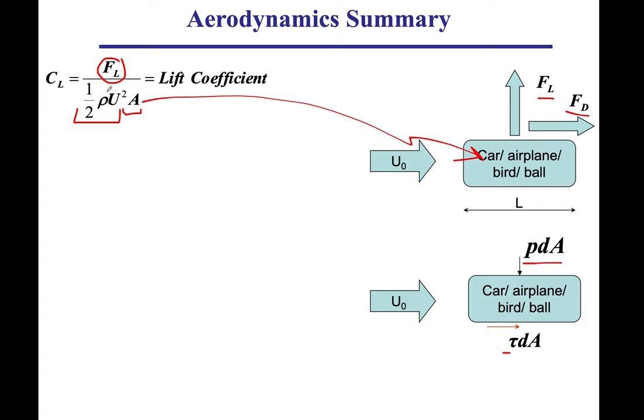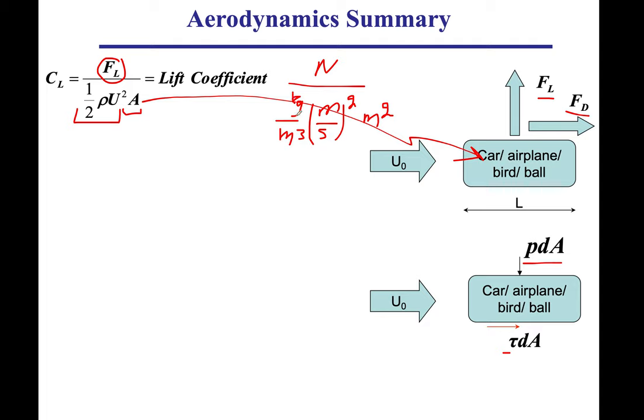So don't worry right now, but it's an area. For now, let's just check the units. The lift force has units of Newton. F lift has units of Newton. The half is unitless. The density is kilogram per meter cubed. And the U infinity has units of meter per second, and then the whole thing is squared. And then the area has units of meter squared. So let's see what this simplifies to.